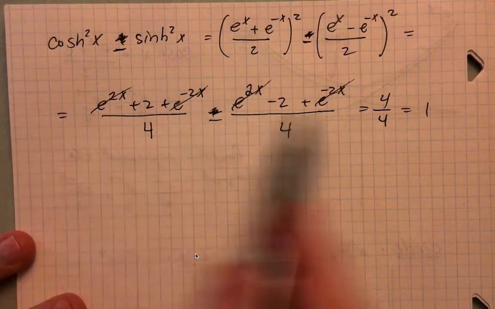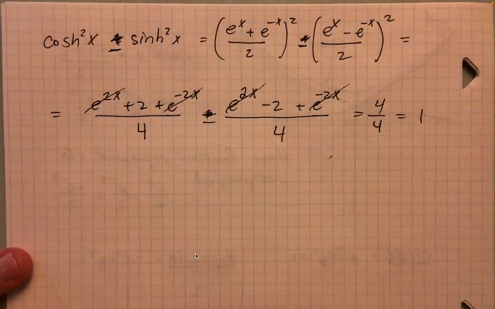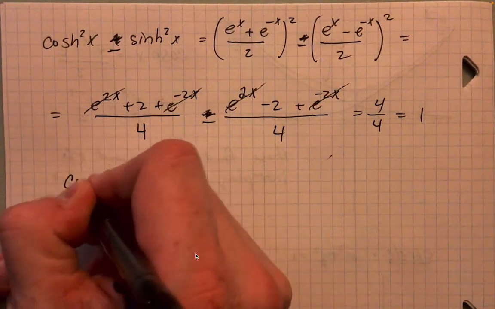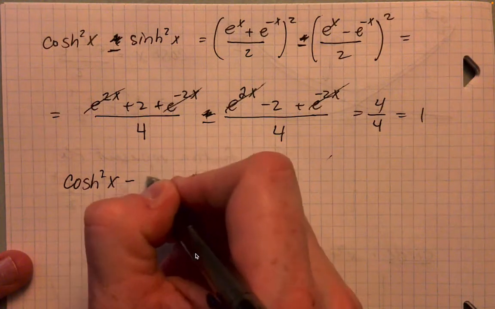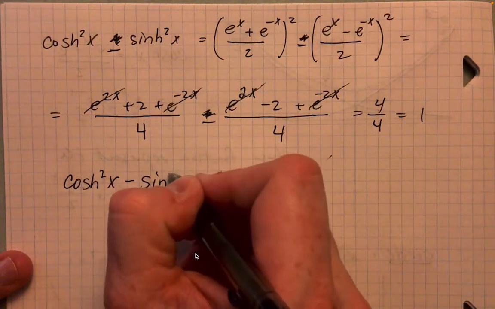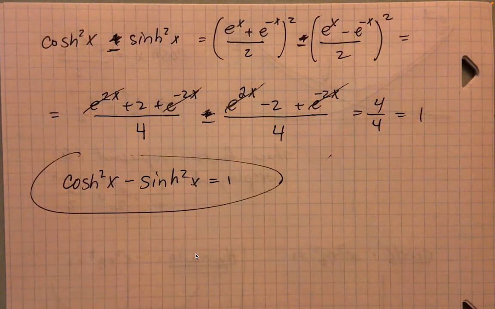And so this is obviously similar to the Pythagorean identity from trigonometry. So the hyperbolic cosine squared minus the hyperbolic sine squared equals 1. So that familiar trig identity is similar to the Pythagorean identity in trigonometry. Okay, so this is just a little bit of background.